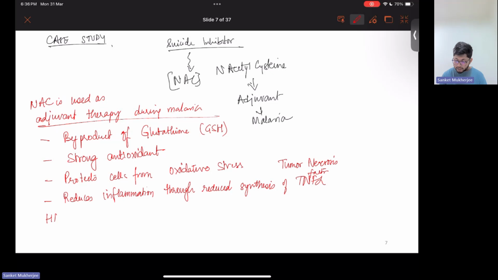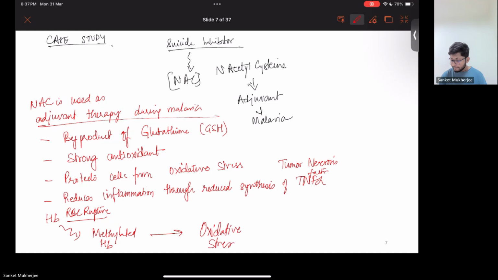So what happens? Hemoglobin is converted to methemoglobin due to RBC rupture during a malaria infection. Now, this leads to high oxidative stress. In this case, NAC comes in, and since it's a strong antioxidant, it's a reducing agent. So it leads to cell survival. So this is the basic schematic for the action of N-acetylcysteine.